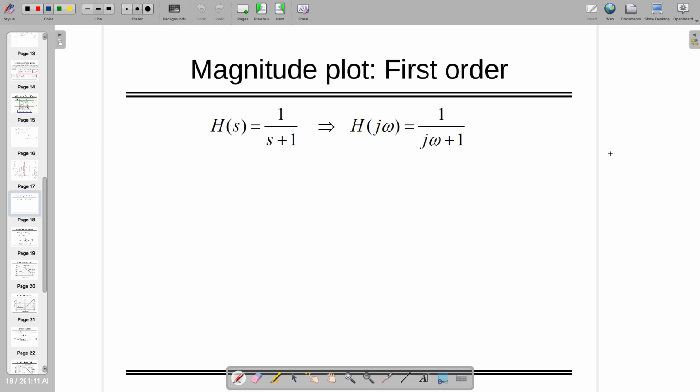So have you seen such a transfer function in the form of any circuit? Do you know any circuit which looks like this one? Yeah, you've seen it, right? RC. All RC circuits are actually 1 by s plus 1, or some different number, right? Or this number depends on the time constant of the RC, right?